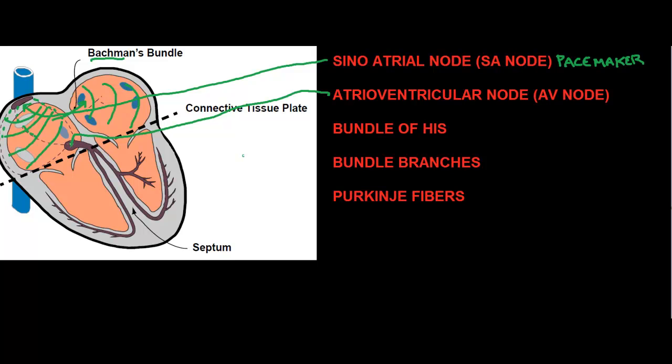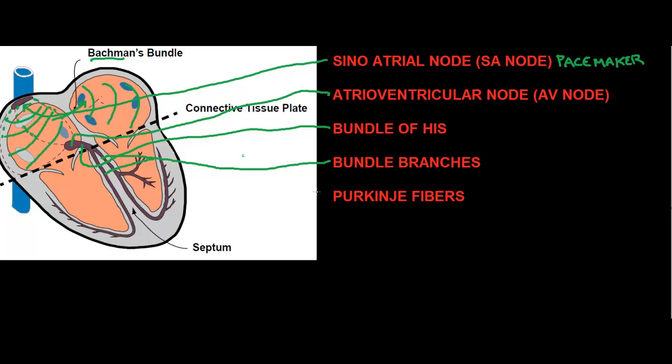So the electricity comes into the AV node. The AV node gathers all the electricity. It holds on to it for a couple of milliseconds, and then it sends it down the bundle of His, which is this part right here, the transition between the atria and the ventricles. The bundle of His breaks into 2 parts, and you have the left and the right bundle branches, and beneath that we just call those Purkinje fibers.